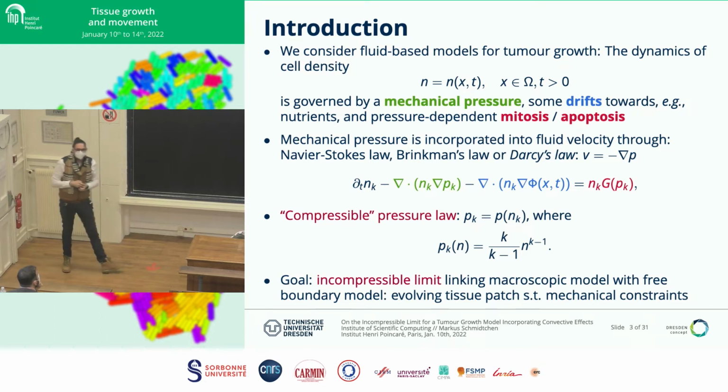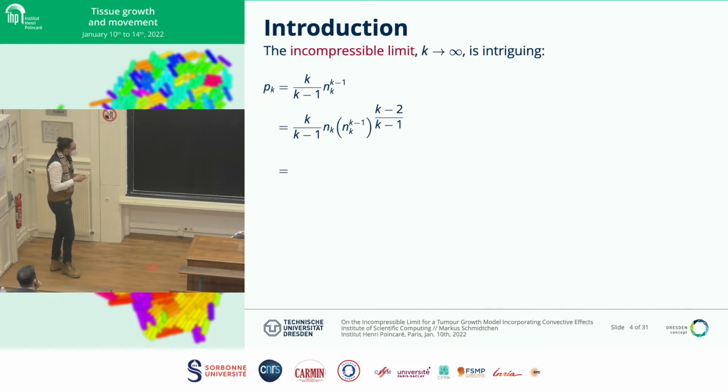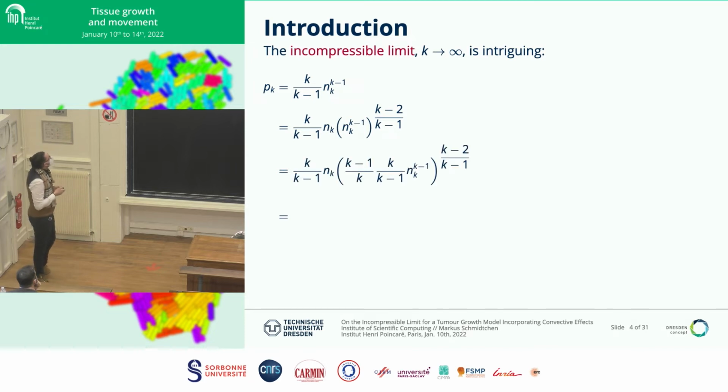To fix ideas, I'd like to invite you to join me in a very nice computation, which I find quite fascinating. We start with the power law, and then we do a small modification. If we cancel the k minus 1 here, then we have a factor of n to the k minus 2. These two lines are exactly the same. And then we continue. We just multiply by a 1 in here. And what you can see here, this term is exactly our pressure, right?